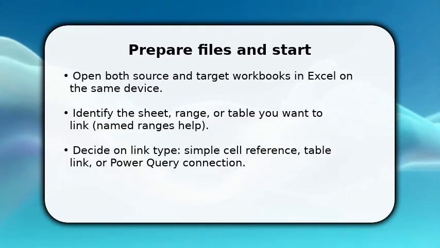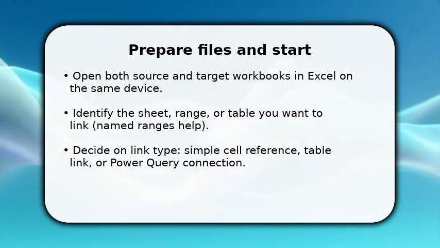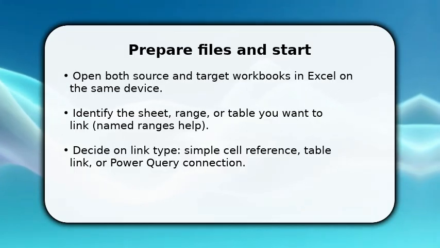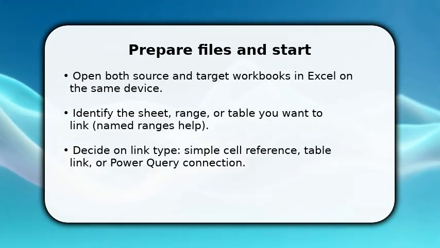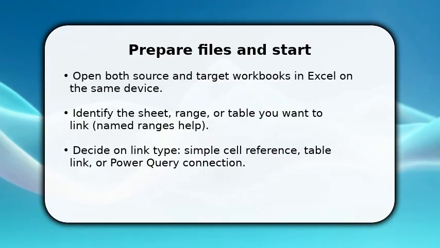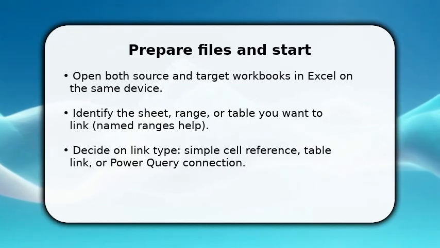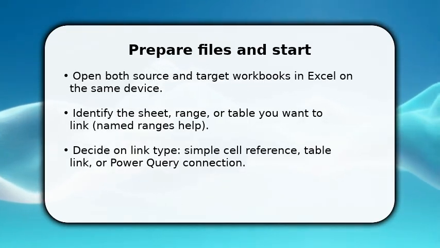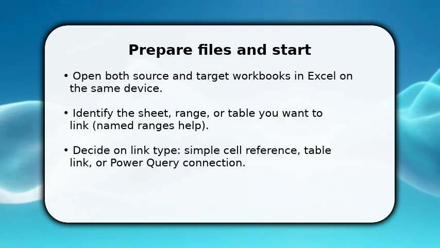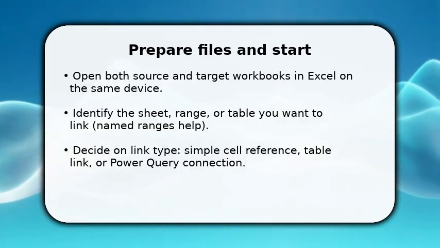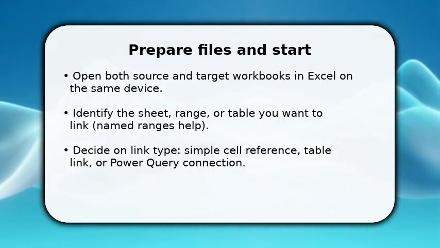You begin with both workbooks open. This saves clicks and prevents broken paths. First, pick the exact cell or table you want to link, and optionally create a named range for clarity. Next, choose the easiest link: a direct cell reference when you need single values, a table link for ranges, or Power Query when you want refreshable, transformed data. Once decided, position the target workbook and we will insert the link immediately.